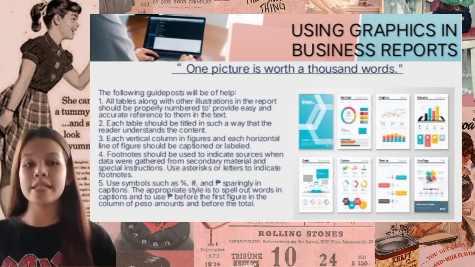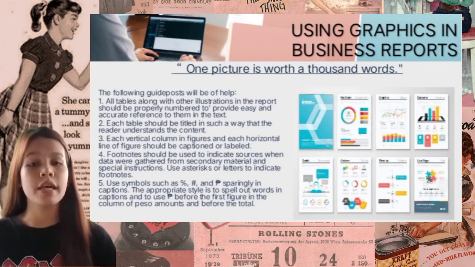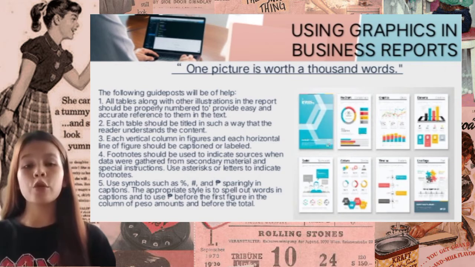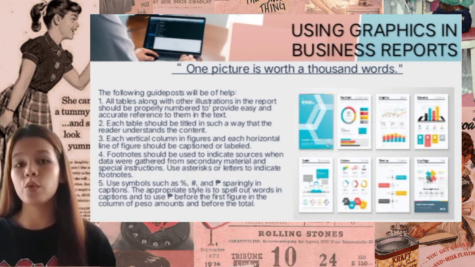Using graphics in business reports. One picture is worth 1,000 words. The following guideposts will be of help. Number 1. All tables along with other illustrations in the report should be properly numbered to provide easy and accurate reference to them in the text.